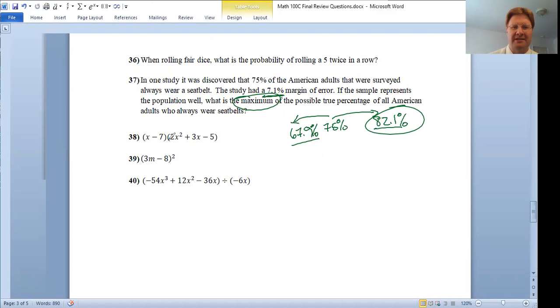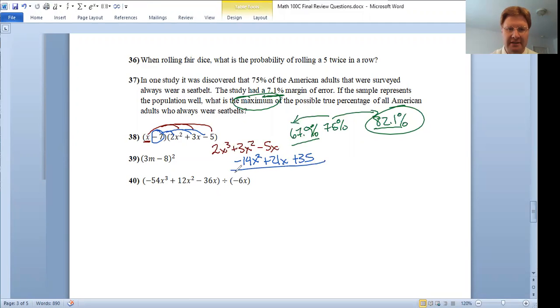Number 38. We're to multiply these two things together, and they are polynomials, which means we're going to distribute, and we get 2x cubed plus 3x squared minus 5x. That's jumping that guy in. And then jumping the -7 in, let's circle that guy and jump him in, we get minus 14x squared plus 21x plus 35, which gives us altogether, let's write it out here, 2x cubed minus 11x squared plus 16x plus 35. So far, so good?